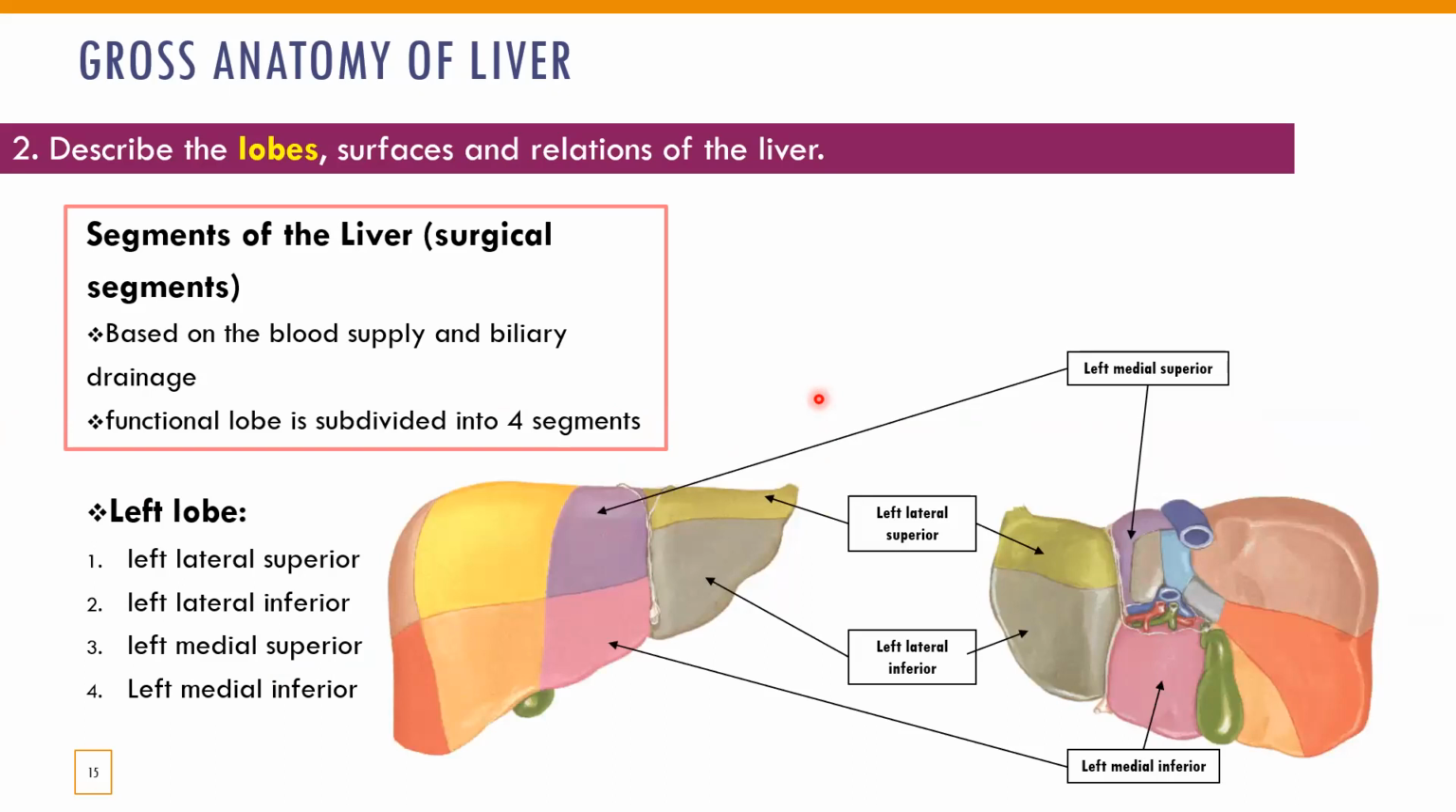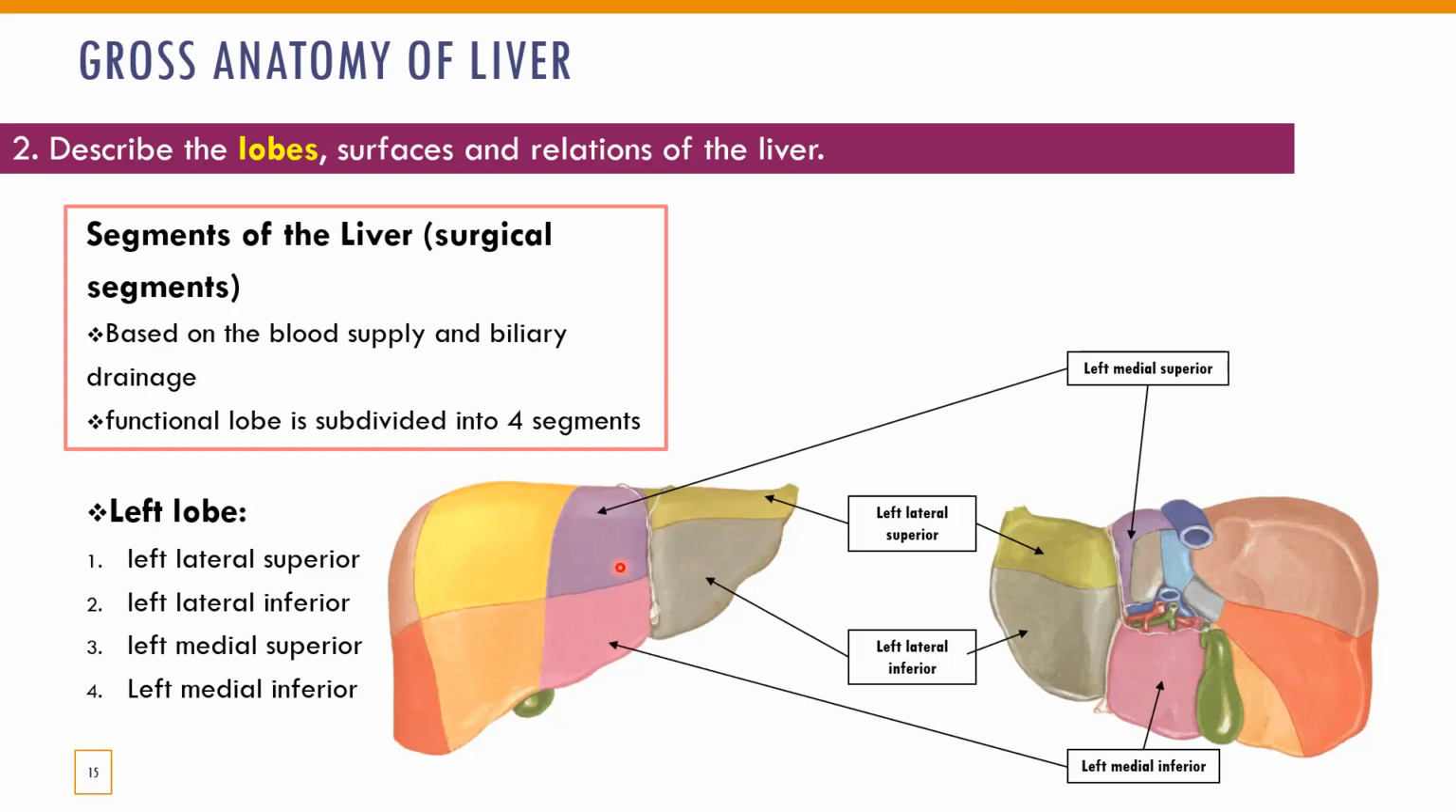Segments of the liver. There are surgical segments of the liver. The segments are based on the blood supply and biliary drainage. According to the functional lobe, each functional lobe will be divided into 4 segments of the liver, the surgical segments. For the left lobe, now we go to the left lobe.